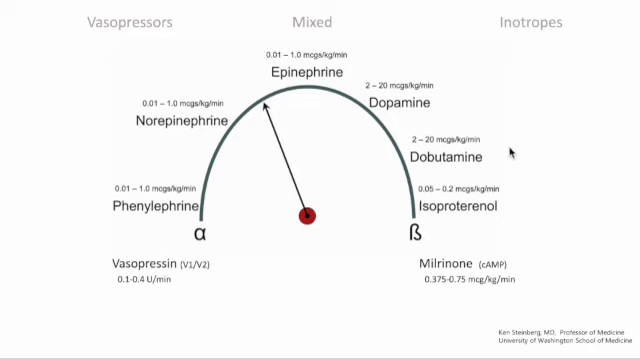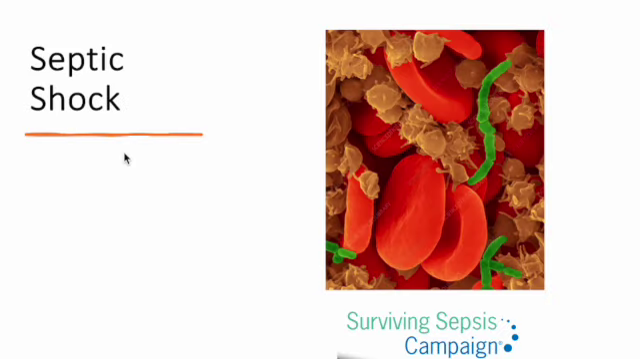Okay, so with those things in mind, let's go through pressor selection in septic shock and cardiogenic shock, and then briefly go through and discuss each vasoactive medication. So probably the most common type of shock you'll see in the medical ICU is septic shock. So what's the management of septic shock? Well, of course, antibiotics and source control, and then fluid resuscitation.